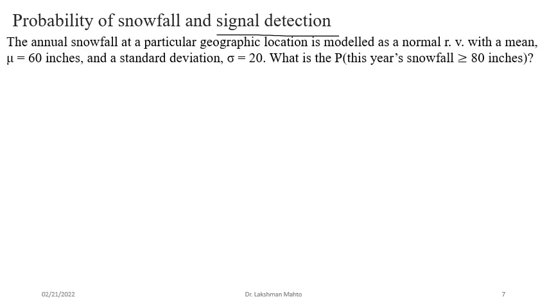So the first problem: the annual snowfall at a particular geographical place is modeled as a random variable with a mean of 60 inches and a standard deviation of 20 inches. Then we have to compute the probability that this year's snowfall is greater than or equal to 80 inches. If it is modeled by a normal distribution, then we have to look for the expectation and standard deviation. If they are not given, then we will talk about the estimation process later, the estimated value of mean and standard deviation, that means sample mean and sample standard deviation.